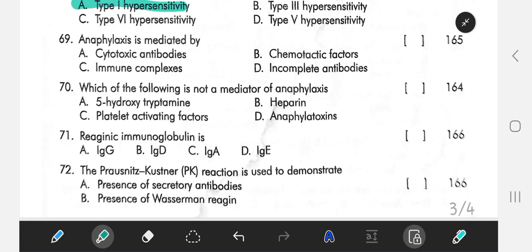Question number 69. Anaphylaxis is mediated by option A, cytotoxic antibodies, B, chemotactic factor, C, immune complexes, D, incomplete antibodies. Anaphylaxis is mediated by answer will be B, chemotactic factor.